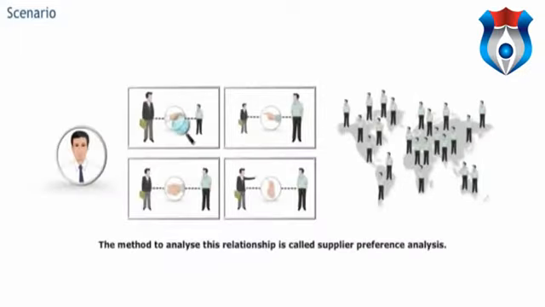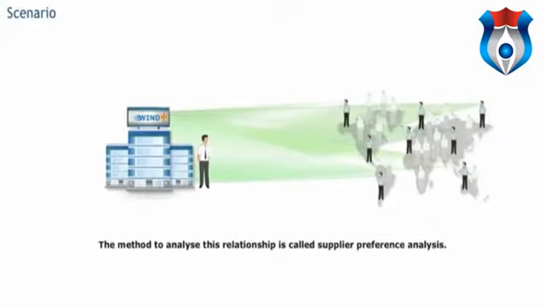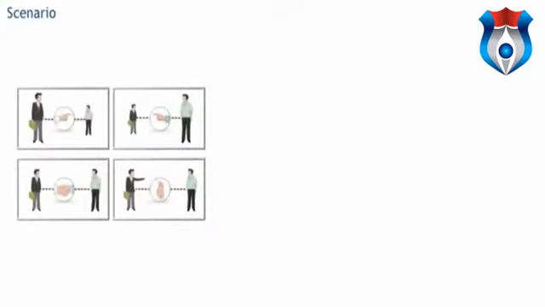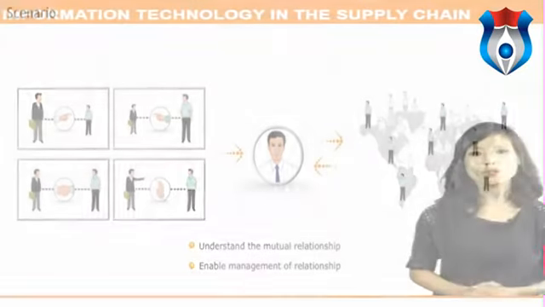The method to analyze this relationship is called supplier preference analysis and is used by buyers to investigate how suppliers perceive their customer. So, using this method will lead us to understand the mutual relationship and enable management of that relationship. Yes, Daniel, that is correct.